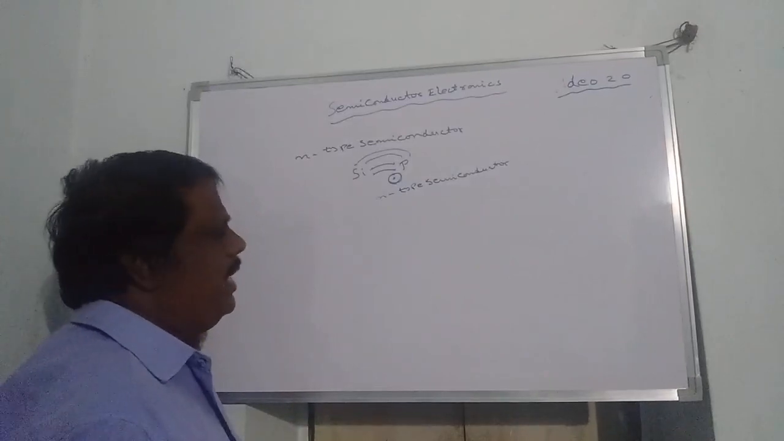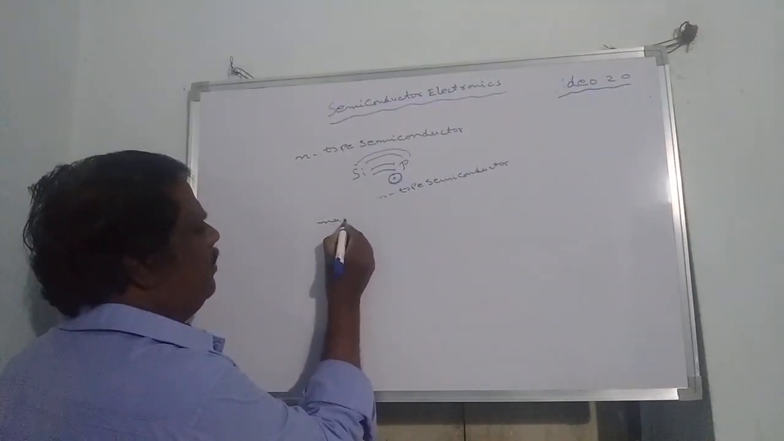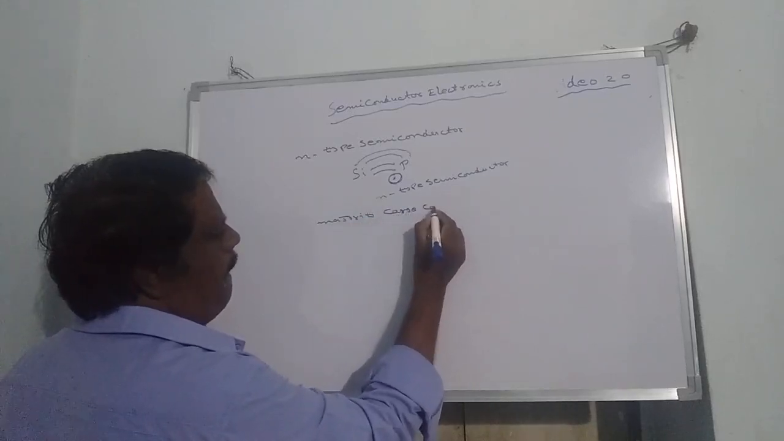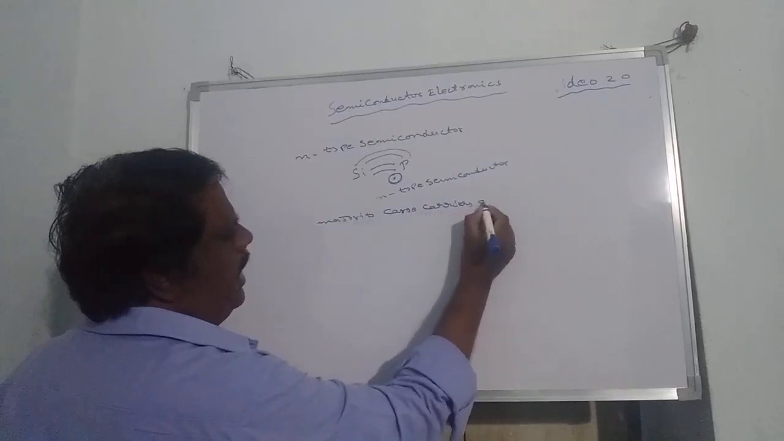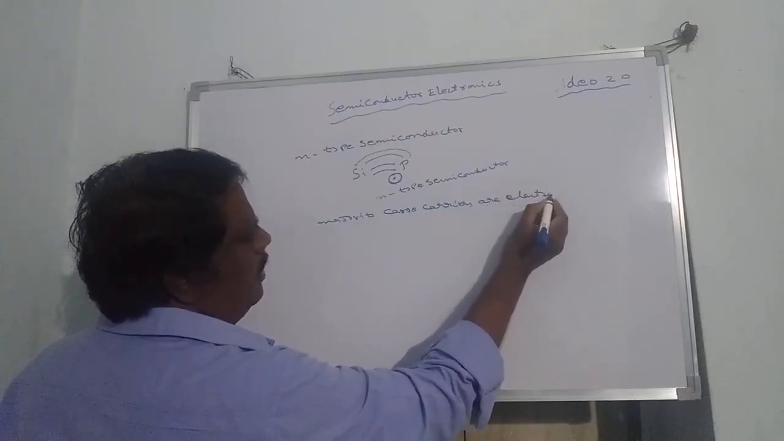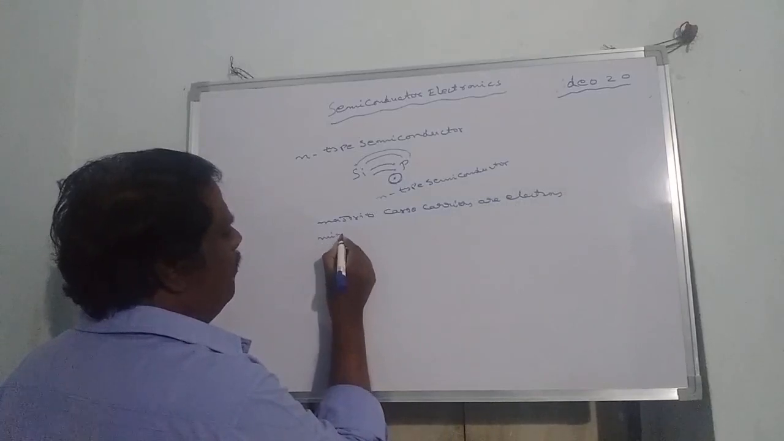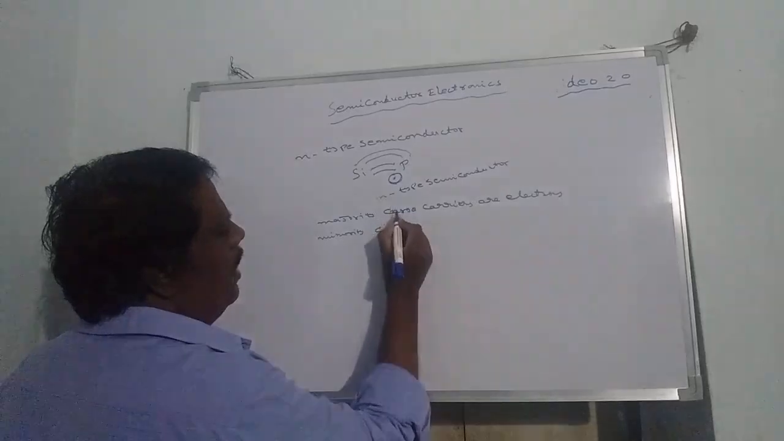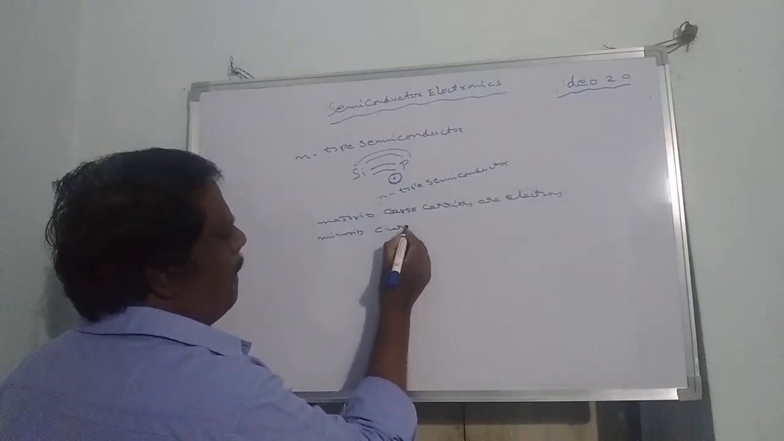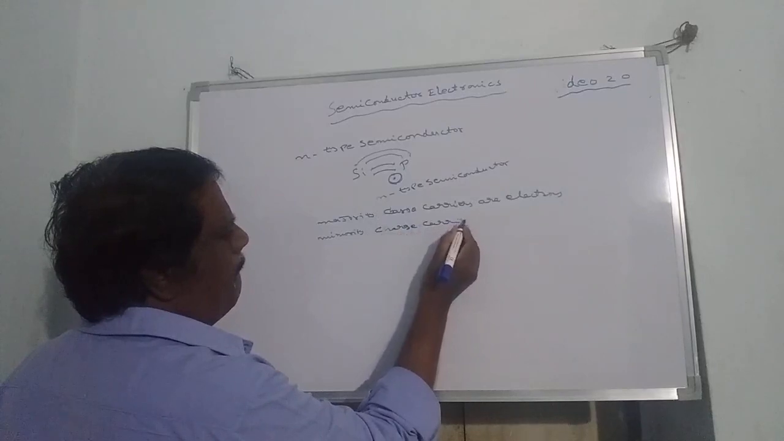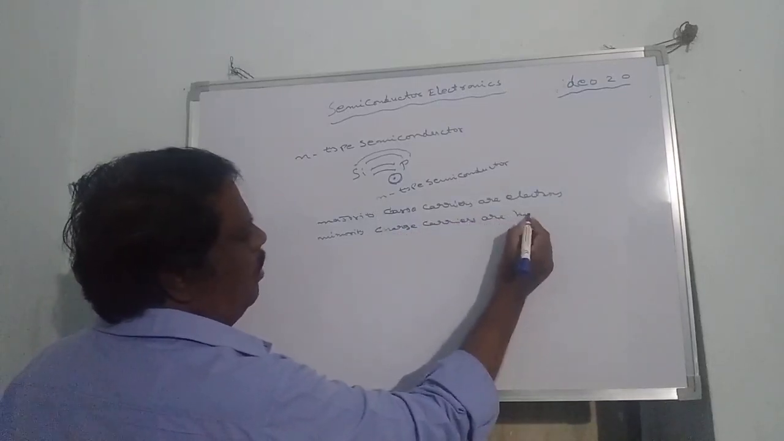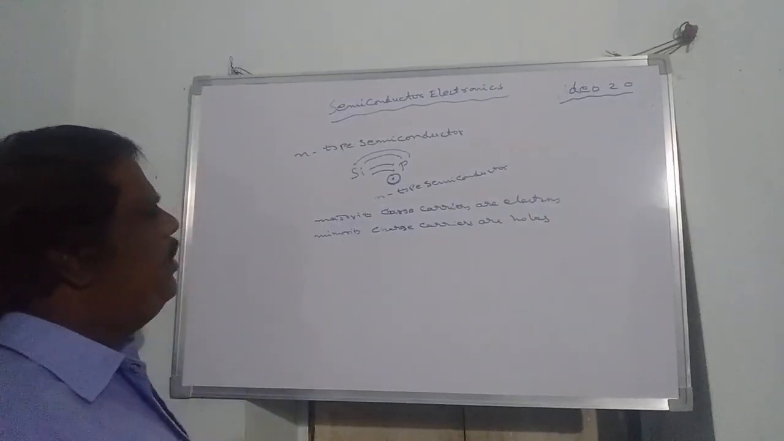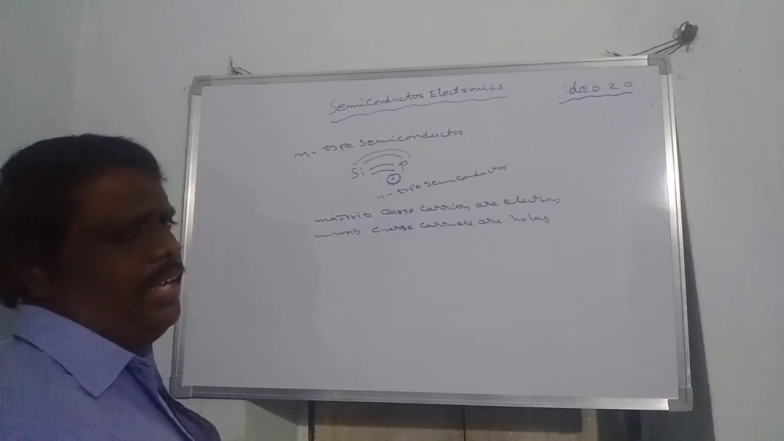Electrons are maximum. That means majority charge carriers are electrons, and minority charge carriers are holes.